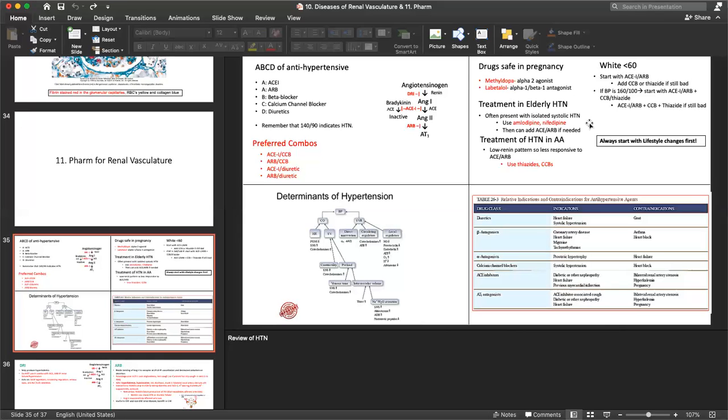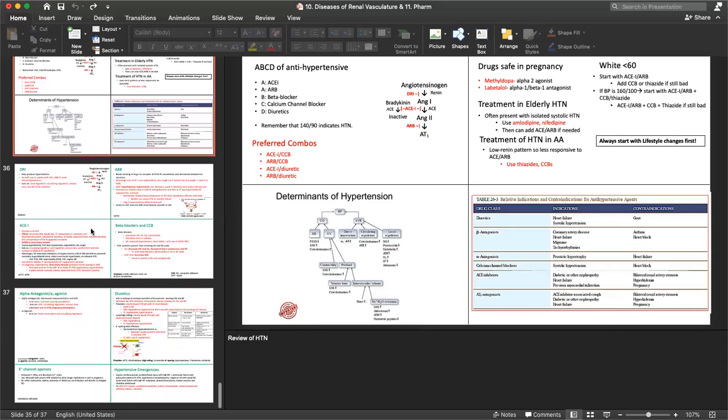So treatment of elderly: sometimes elderly patients present with only isolated systolic hypertension. So we're going to just start with a calcium channel blocker like amlodipine or nifedipine. If we need to add something else, we can add an ACE or ARB. In African Americans, they usually have a low renin pattern. So they're going to be less responsive to ACE and ARBs. So instead, we're going to start with a thiazide or a calcium channel blocker like amlodipine or nifedipine. Here are some other indications and contraindications for these drugs. It's nice to know.